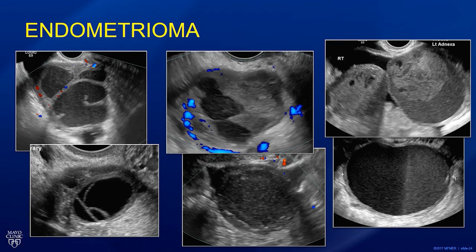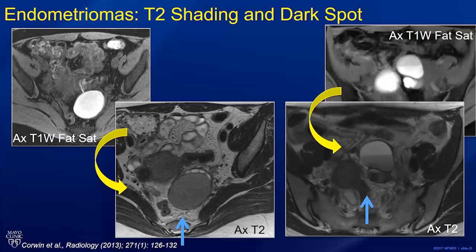So these are also cases of endometriomas. So just to show you that they don't necessarily have to be diffuse low-level echoes, they can have variable appearances, but again, no internal blood flow.